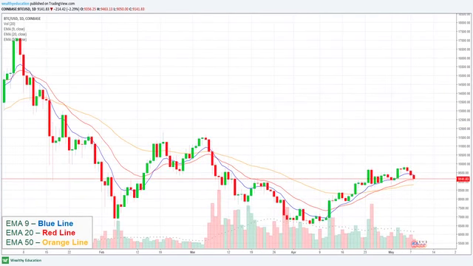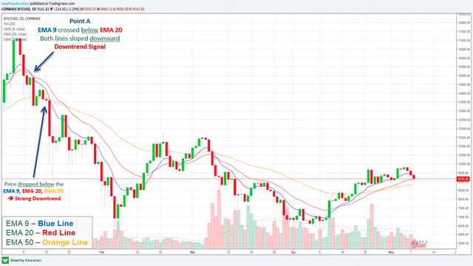Okay, let's have a look at another example. Looking at point A, we have a downtrend signal here when the blue line crossed below the red line, and then the price fell below the EMA 9, EMA 20, and EMA 50. So we could consider this a strong downtrend.